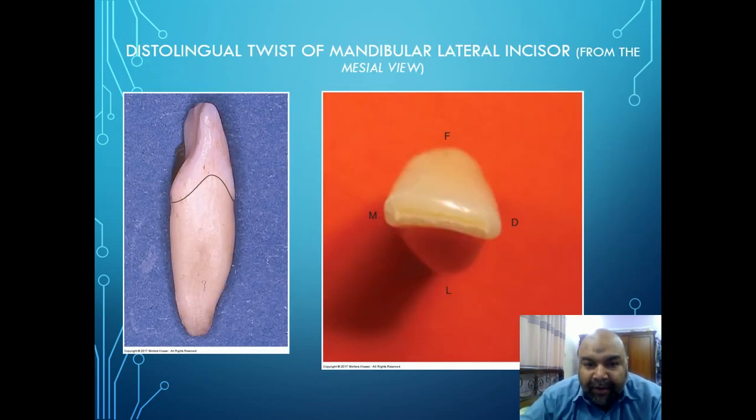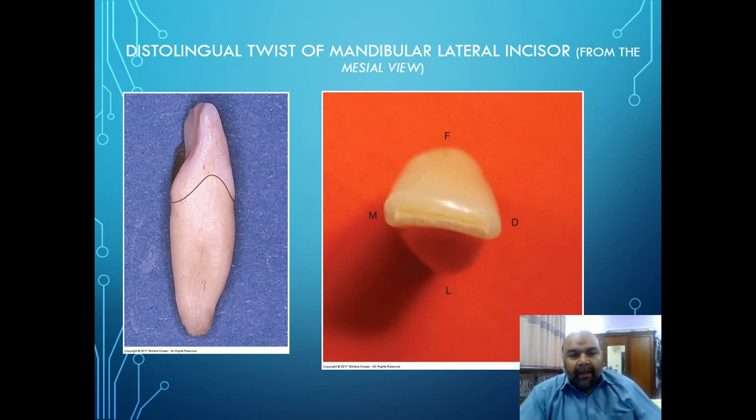I'm showing you the distolingual twist. What is the distolingual twist? If you view the mandibular lateral incisor from the mesial aspect, you can actually see the distal aspect as well. Okay, and you can actually see the lingual fossa as well, and both the marginal ridges. This is possible. Why? Because of the distolingual twist.